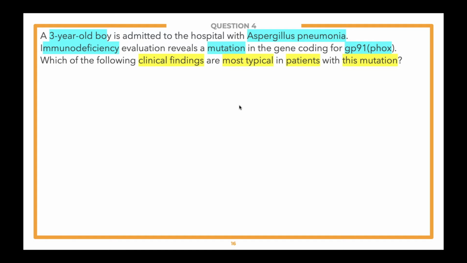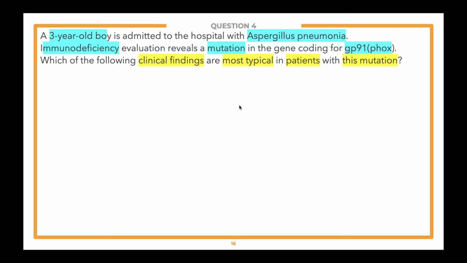You know, why are they seeing the doctor? Why are they here at the hospital? And in this case, it's because of Aspergillus pneumonia. So we definitely want to make note of that. It's not a very common type of pneumonia. Now they tell us the very next step that there is an immunodeficiency mutation. And specifically, they tell us the gene. Okay, so a few clues there that can tell us what's going on in this question.